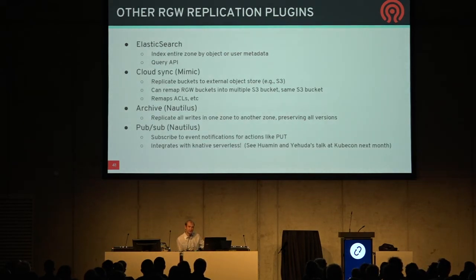The way that the federation infrastructure is built in RGW, it's pluggable, so you can have different replication plugins. The regular one just replicates all the objects and all the data. There's also one for Elasticsearch that will replicate only metadata. It'll put it all in Elasticsearch, and it has a whole API for querying and doing searches across metadata about objects and user-provided metadata. There's a CloudSync one for Mimic that will replicate buckets to an external object storage system like S3. There's an archive one coming in Nautilus that will keep all versions of all objects that you've uploaded, so you can go back and retain them all for backup or compliance purposes.